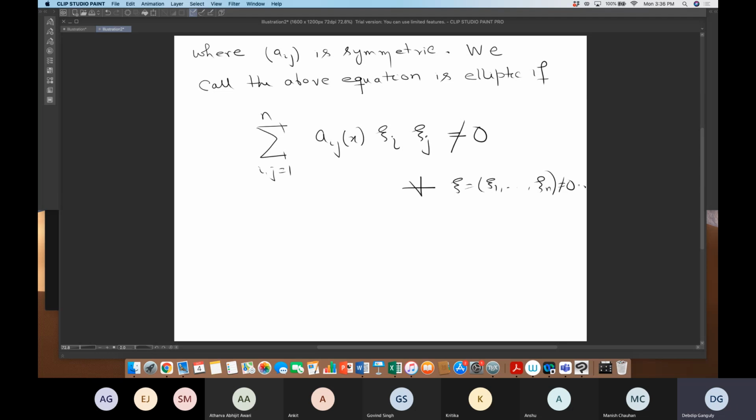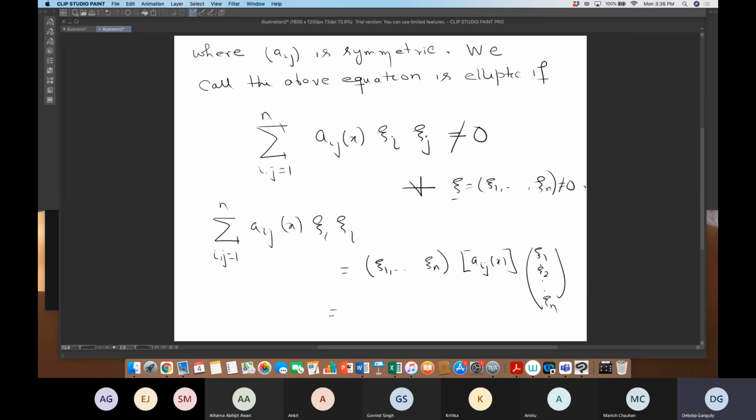You have definitely come across this. What is the meaning? Aij is an n by n matrix, and xi is an n-dimensional vector. This is nothing but the multiplication of the matrix A and the vector xi. Sometimes it is written as A xi dot xi. What is this called? You remember this name? The quadratic form associated with the matrix. This is the quadratic form.